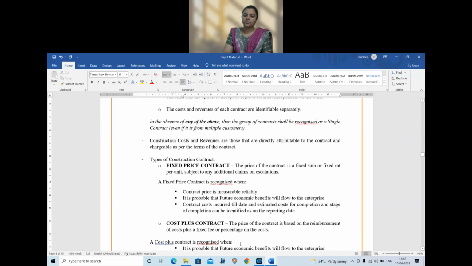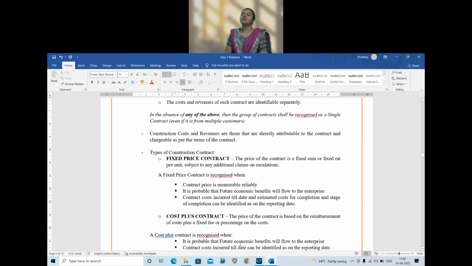Now coming to types of construction contract. Primarily there are two types of construction contracts. What are the two types of construction contracts? Fixed price contract and cost plus contract.